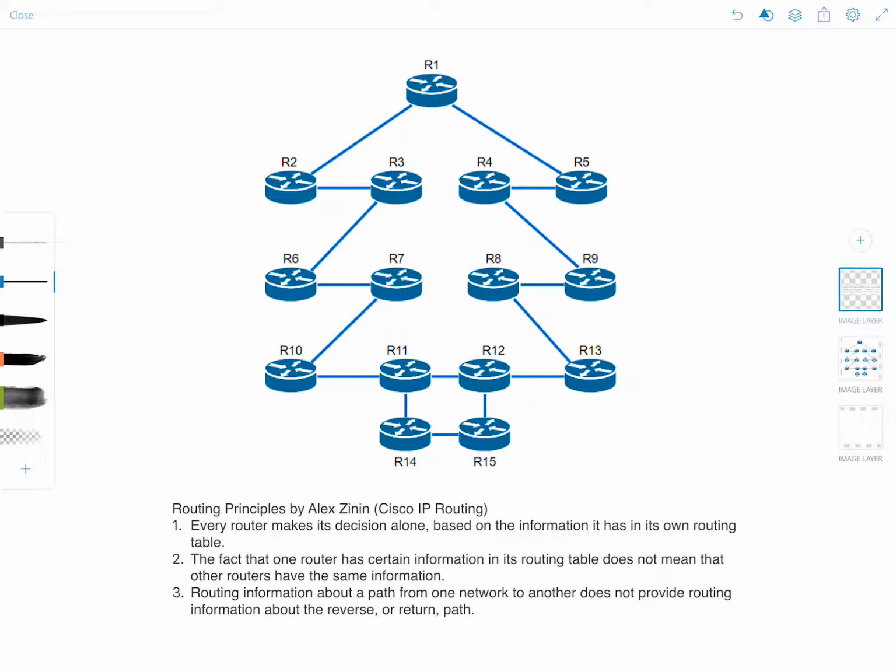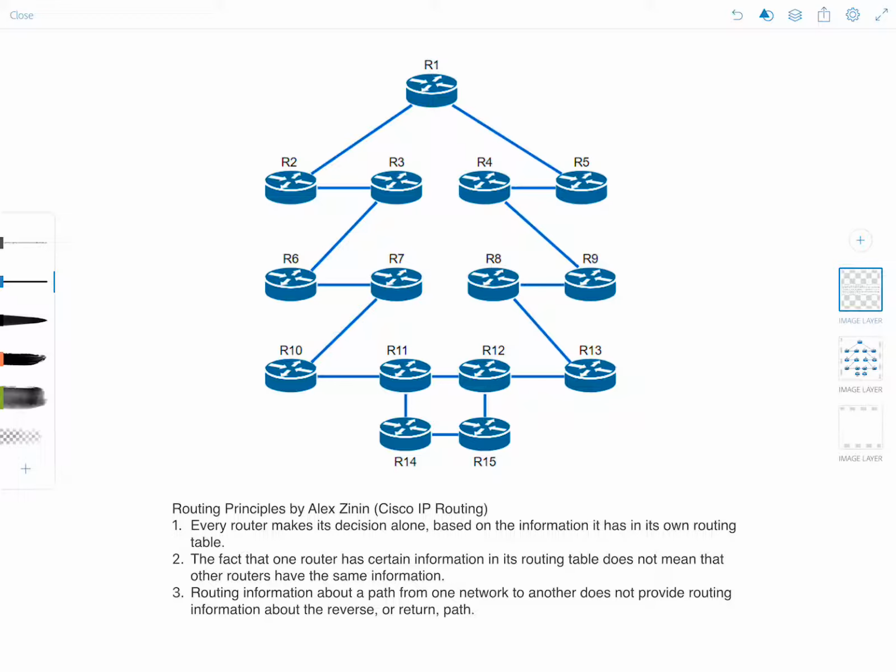There are three fundamental routing principles introduced in the Cisco IP Routing book by Alex Zinin, and they summarize the core mechanics of IP routing. Now I've written the principles down here on this list under the Christmas tree diagram, but we'll look at those principles in more detail. So let's start with the first one.